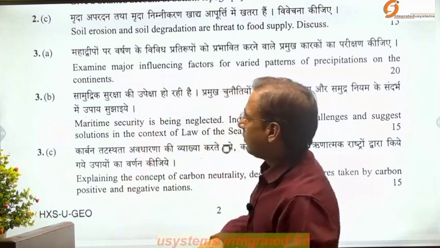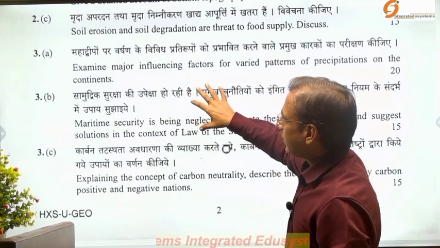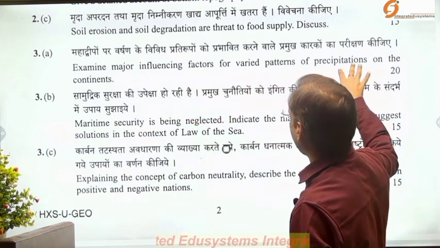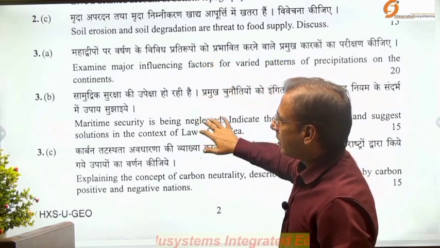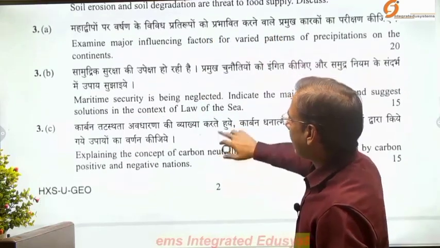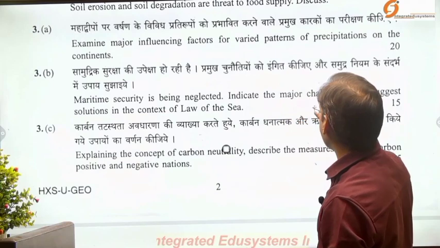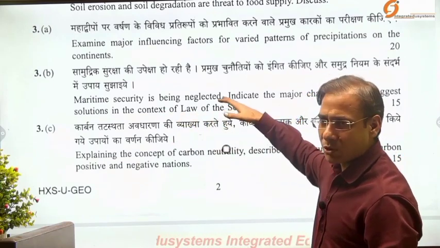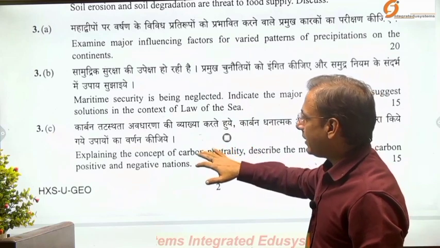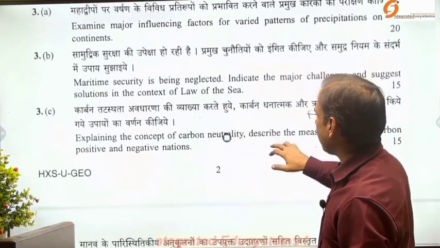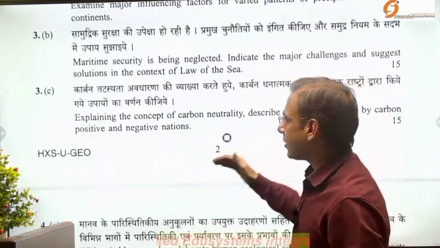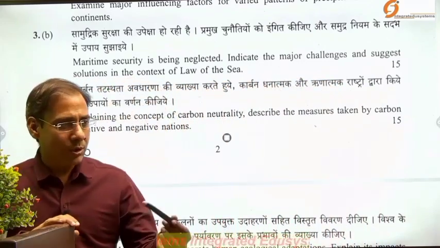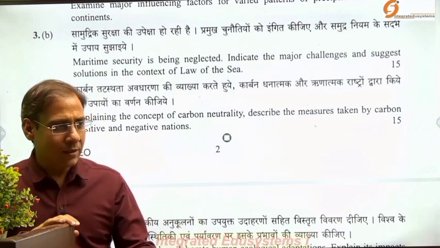Now when you look at question number 3, examine major influencing factors for varied pattern of precipitation, climatology question. Maritime security is being neglected, indicate the major challenge and suggest solutions in the context of law of the sea, oceanography. And explain the concept of carbon neutrality, describe the measures taken by the carbon positive and negative nations. Those who are producing more carbon, those who are producing less carbon, environment.